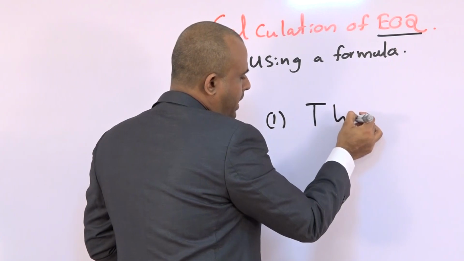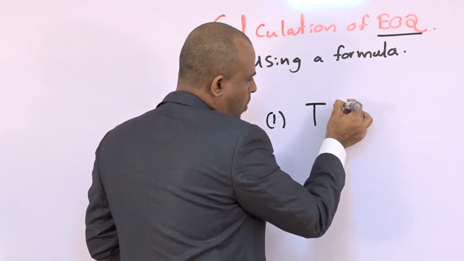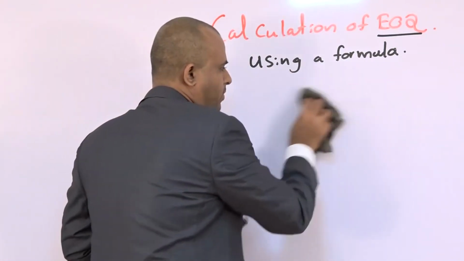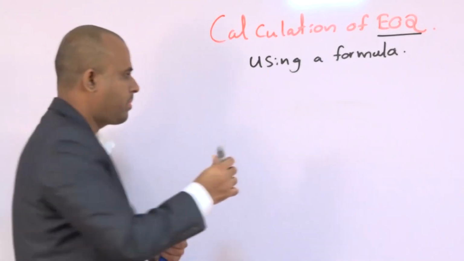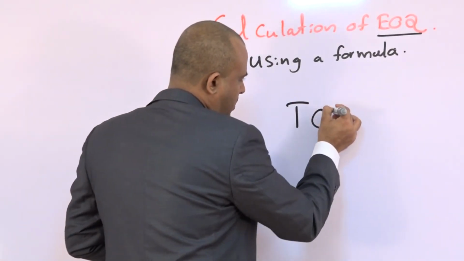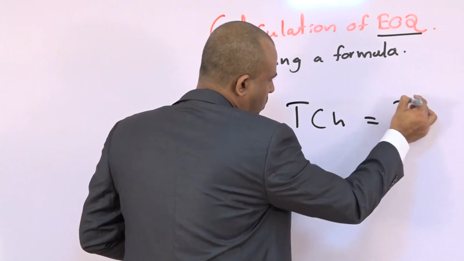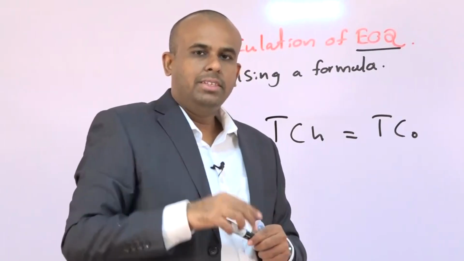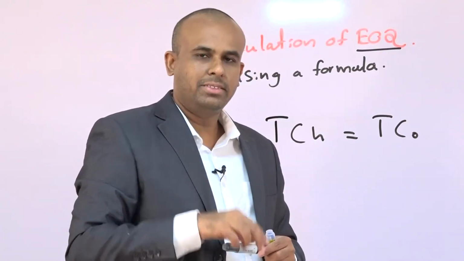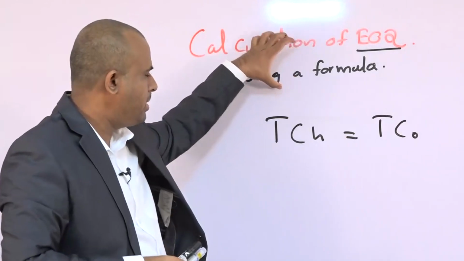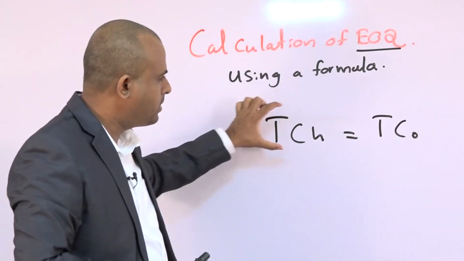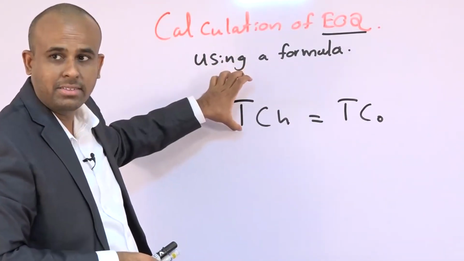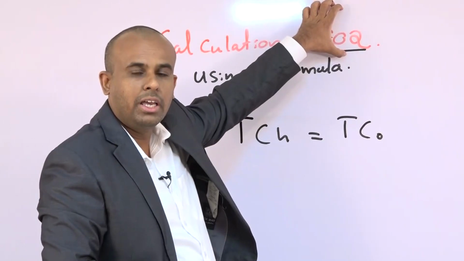At the economic order quantity, what is the characteristic that we are going to use? Total cost of holding is equal to total cost of ordering. We have discussed economic order quantity has two main characteristics. One is your total inventory cost will be minimum. The other one is your total holding cost is equal to the total ordering cost, right? By using this characteristic, we are going to calculate economic order quantity.